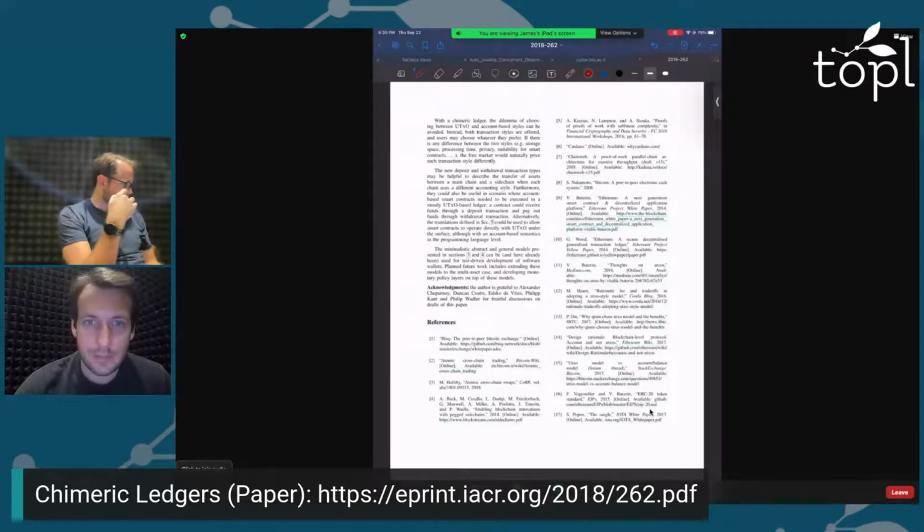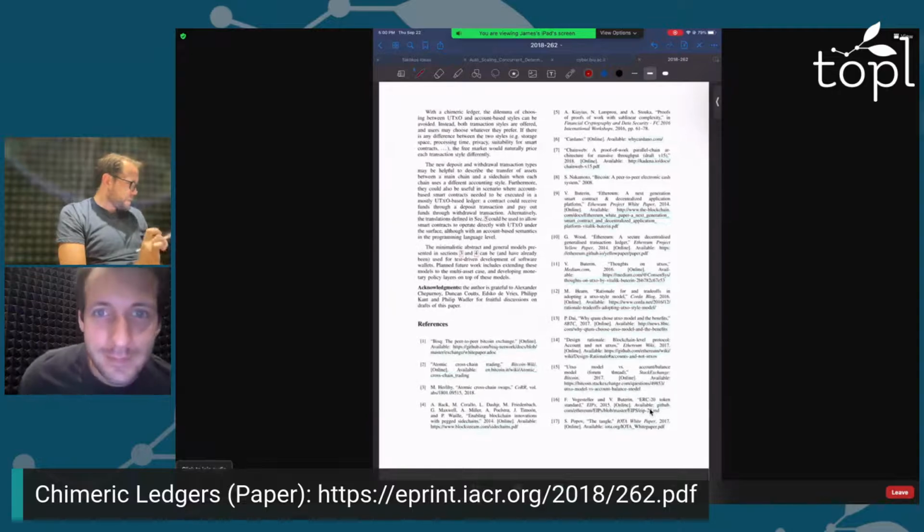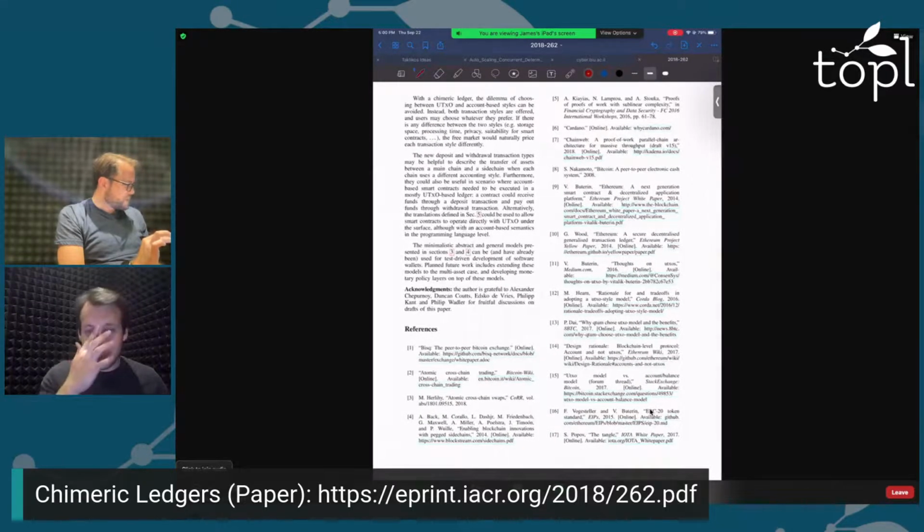With a chimeric ledger, the dilemma of choosing is no more. Except there's probably a whole other range of problems that come up. Yep, please admit there's got to be a whole other range of problems that comes up. Instead, both are offered and users may choose whatever they prefer. If there is any difference between the two styles, the free market would naturally price each transaction style differently.